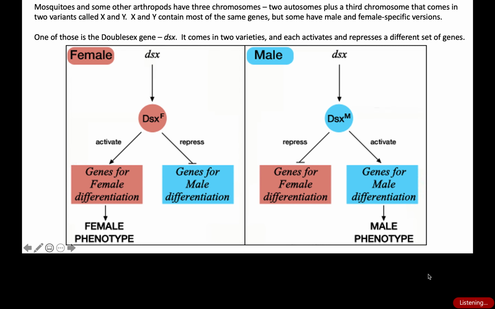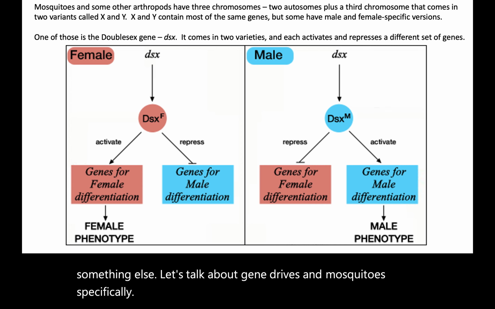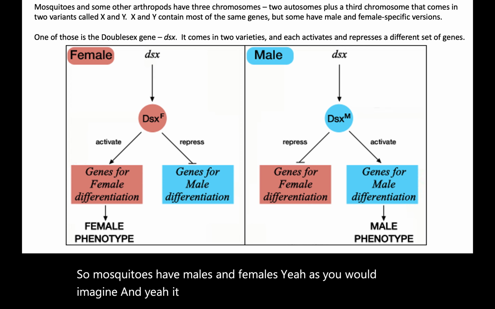Okay, gene drives and you, but probably not you. Probably something else. Let's talk about gene drives and mosquitoes specifically. So, mosquitoes have males and females, as you would imagine, and it takes a male and a female to make little baby mosquitoes.